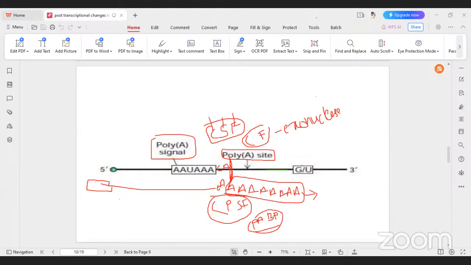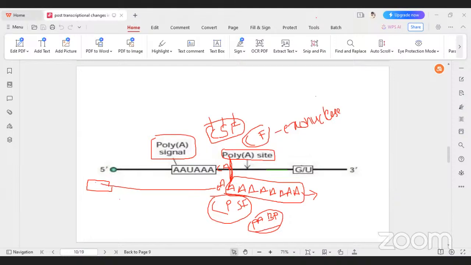Yes, sir. Any doubt in polyadenine formation? And guanine formation, any doubt? 5-methyl guanine cap formation. Clear?